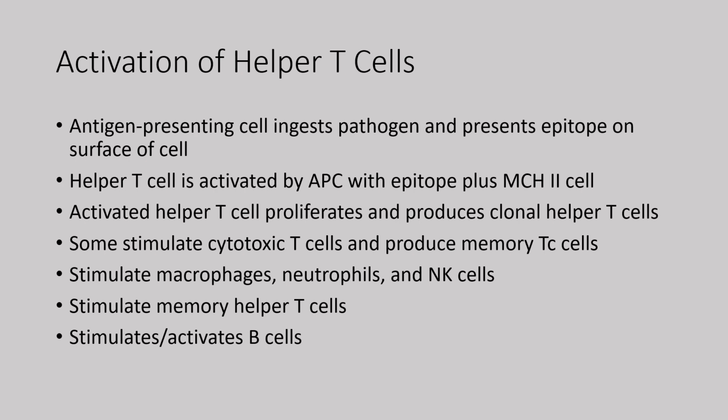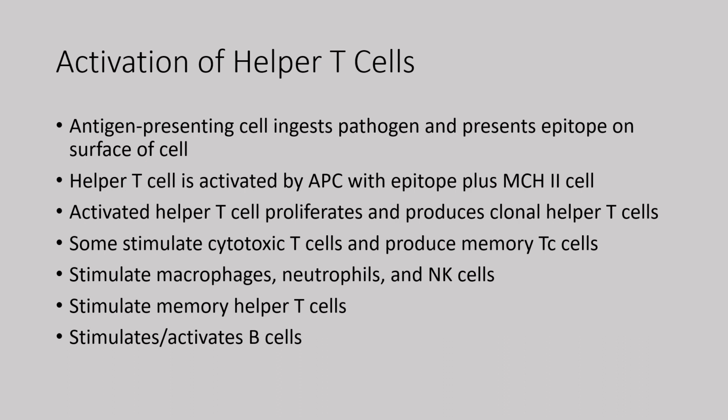Some of these helper T cells are also going to activate your cytotoxic T cells. Now the cytotoxic T cells, some of these will produce memory cells, so that you will never forget that little red circle. What do the cytotoxic T cells do? They're going to go out. You're stimulating your macrophages, your neutrophils, your natural killer cells. Everyone now is on the lookout for that little red circle. Anything that has a little red circle, it's going to be destroyed. You've stimulated memory cells for the helper T cells.